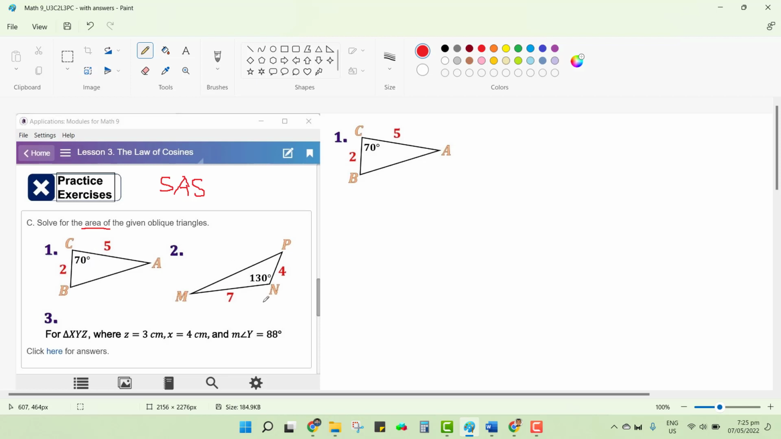For number 2, same situation. You have sides MN and NP, and then we have the included angle N as 130 degrees. In number 3, same as last time, we're able to identify that the measurement of angle Y, which is 88 degrees, is just between sides Z and X with the same measurement. So without further ado, we are going to solve for the area of these three oblique triangles using the formula for the area of the oblique triangle under SAS situation.